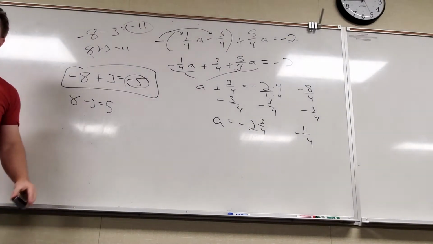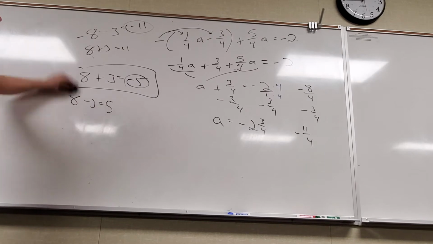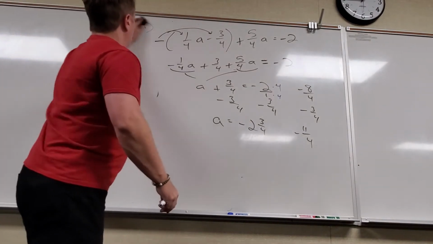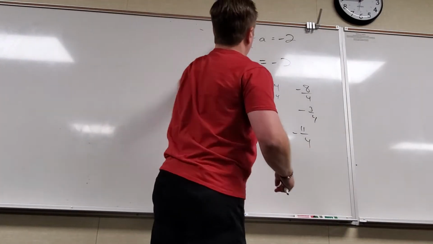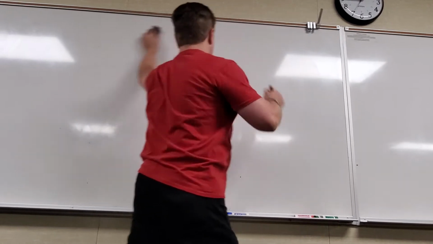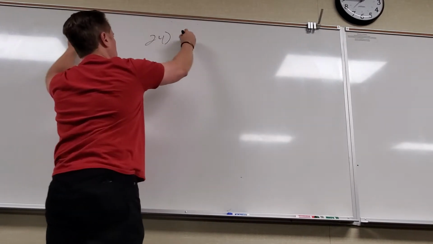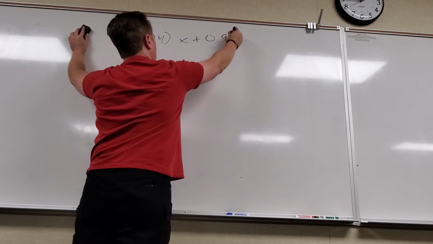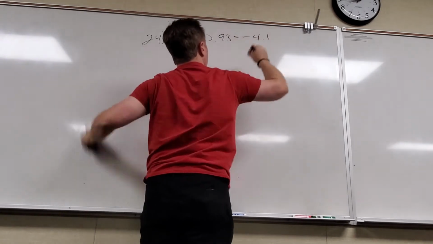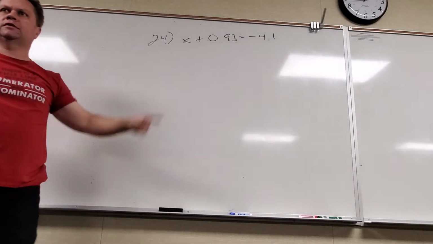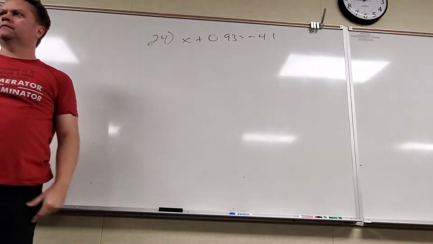Yes. Number 24. What's 24 say? X plus 0.93 equals negative 4.1. Ooh yeah, I like it. Just like that? Yeah. Okay.